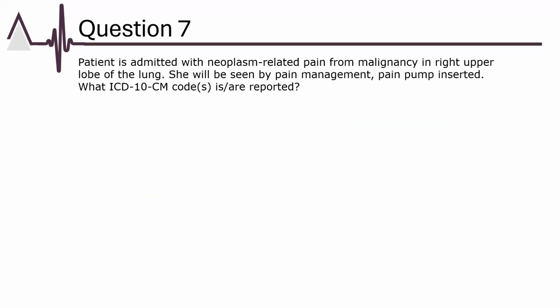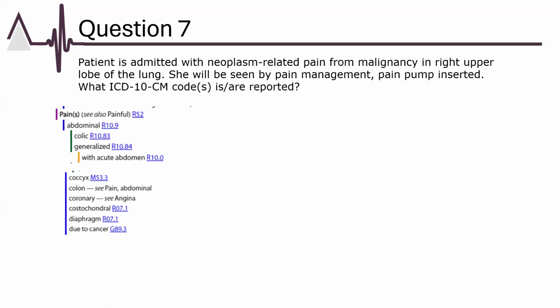Question 7. Patient is admitted with neoplasm-related pain from malignancy in the right upper lobe of the lung. She will be seen by pain management and a pain pump is inserted. What is the ICD-10 code or codes that are reported? When pain is caused by or related to cancer, whether primary or secondary, a code for neoplasm-related pain is used. In the ICD-10 alphabetic index, look for pain due to cancer, and you are referenced to G89.3.